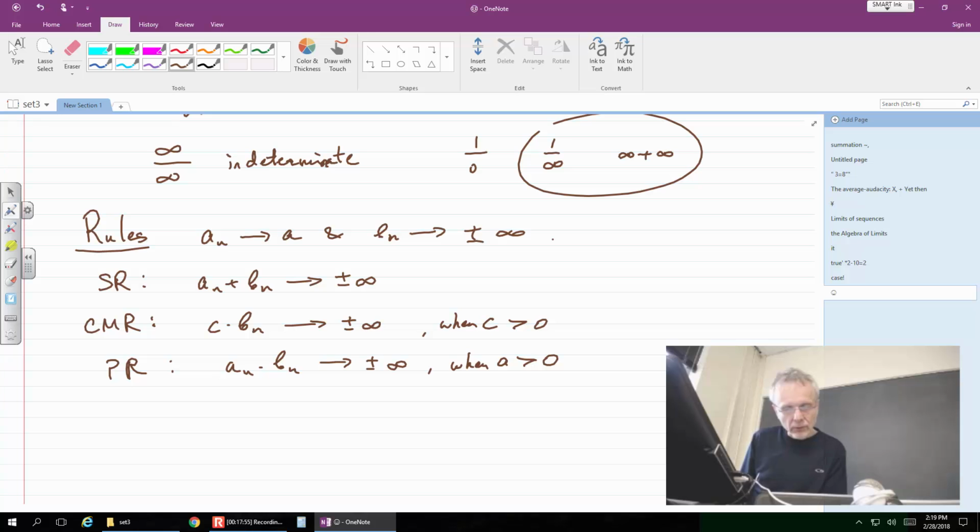So the last one is, well, the quotient rule. a_n over b_n. So, okay, where does a_n over b_n go?